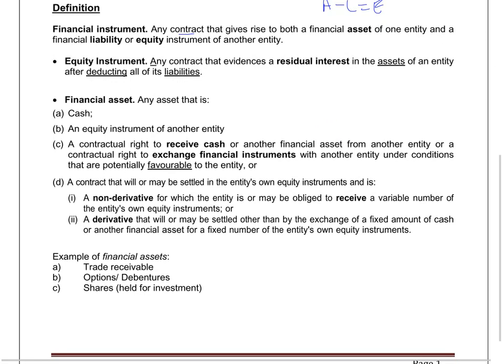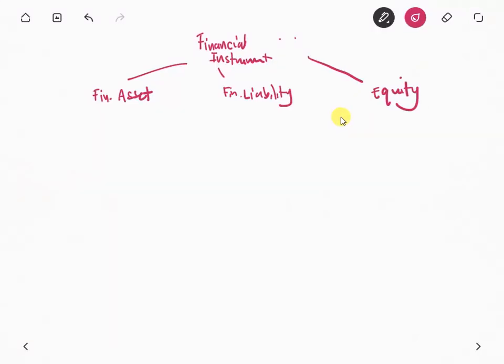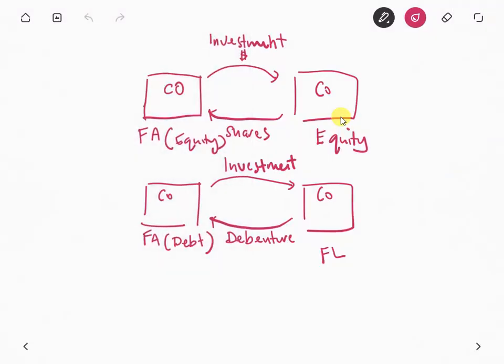Now we have two more definitions, the definition for financial asset and the definition for financial liability. So we're going to start with financial asset. The definition is here. Any asset that is cash, cash is a financial asset. Equity instrument of another entity means a share in another entity. So your shares in another entity will be this example. It can be cash. It can be an equity instrument in another entity. These are actually financial assets.